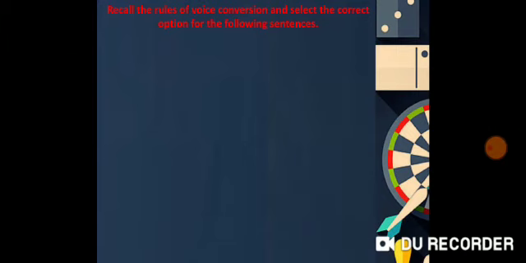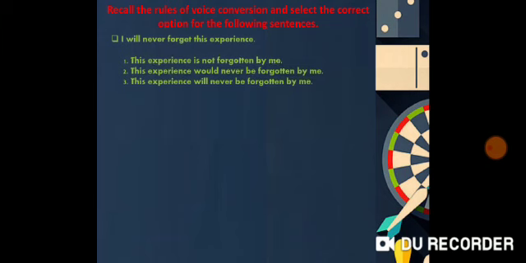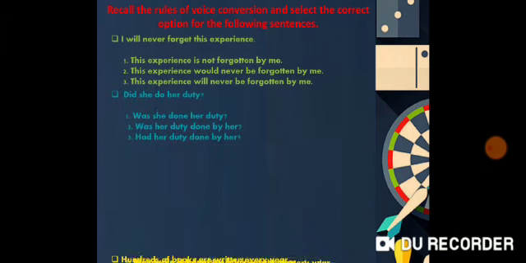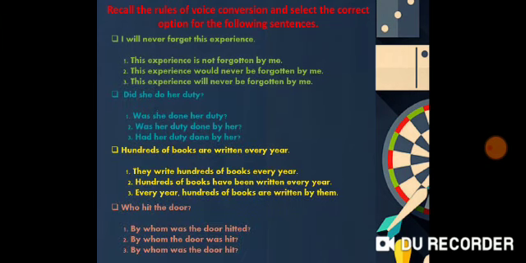Activity number 5, which is the last activity. Here you have to recall the rules of voice conversion and select the correct option for the following sentences. So here we have four sentences, and each sentence has three options. You have to go through all the rules of voice conversion, and then you can solve it. You have to select the correct option.